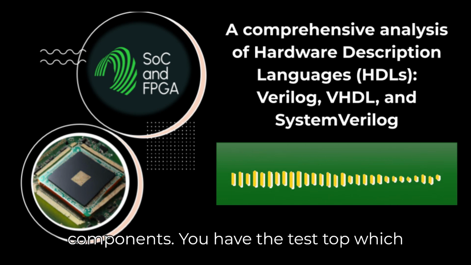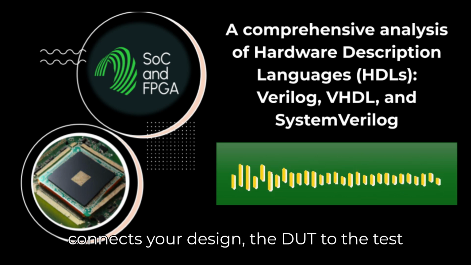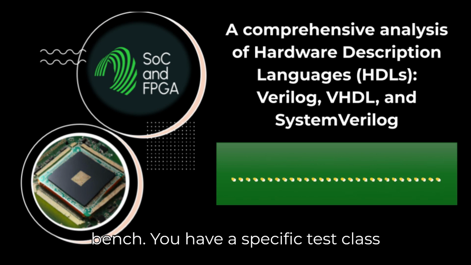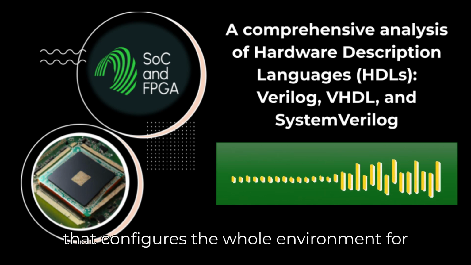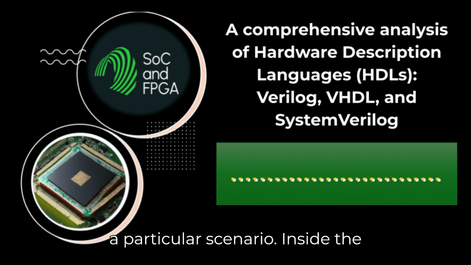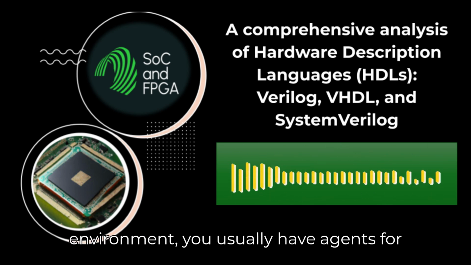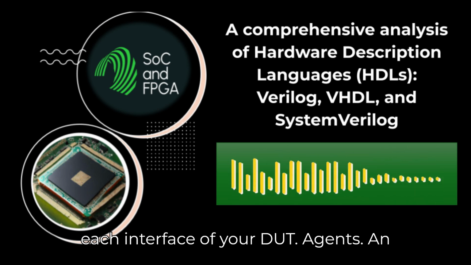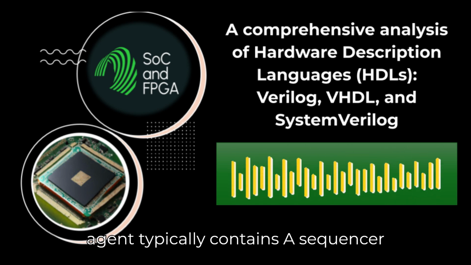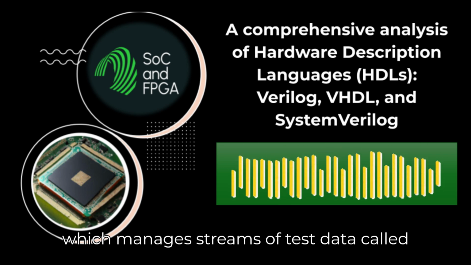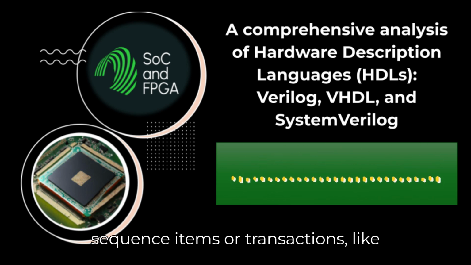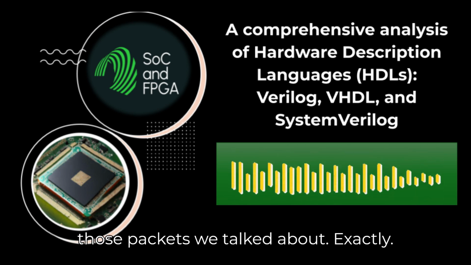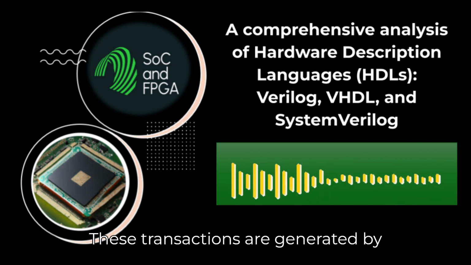A UVM test bench has standard components. You have the test top, which connects your design, the DUT, to the test bench. You have a specific test class that configures the whole environment for a particular scenario. Inside the environment, you usually have agents for each interface of your DUT. Agents. An agent typically contains a sequencer, which manages streams of test data called sequence items or transactions. Like those packets we talked about. Exactly. These transactions are generated by sequences.